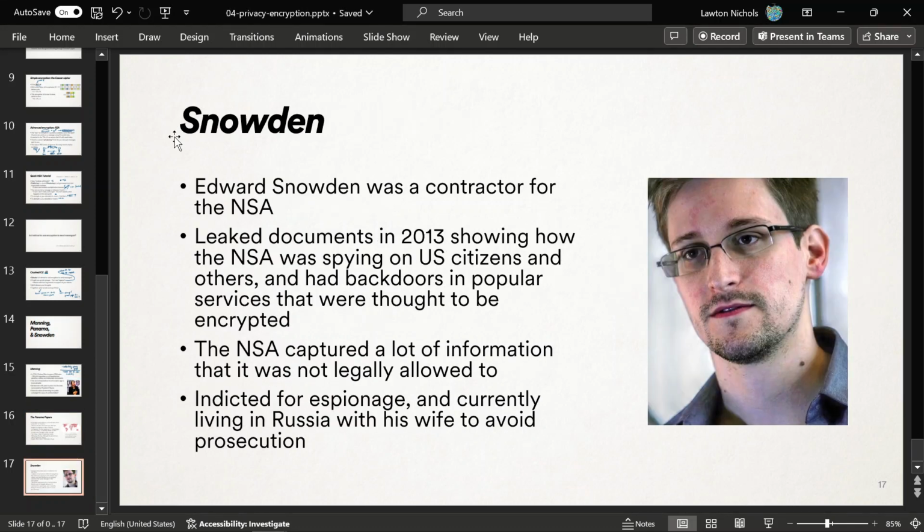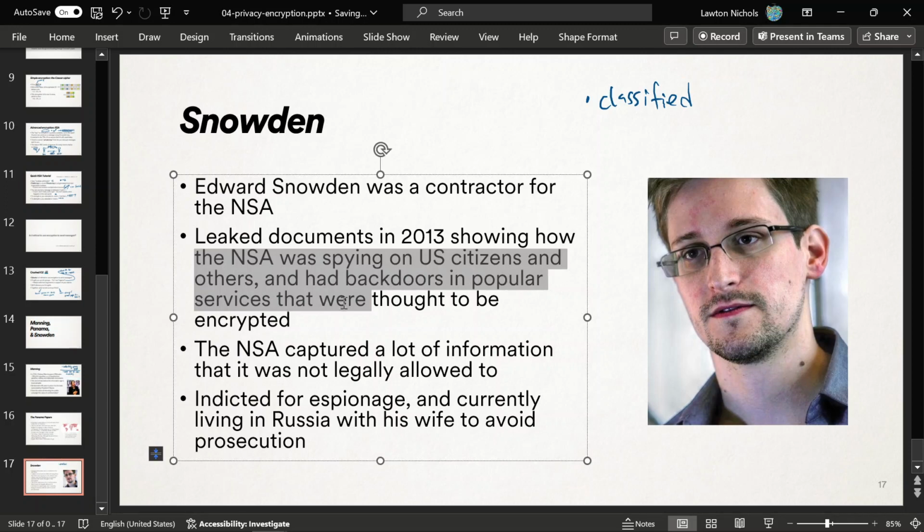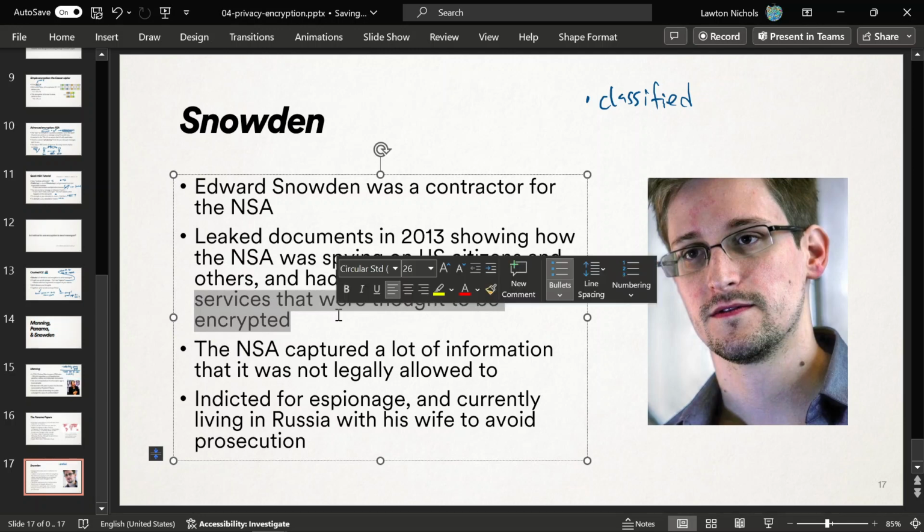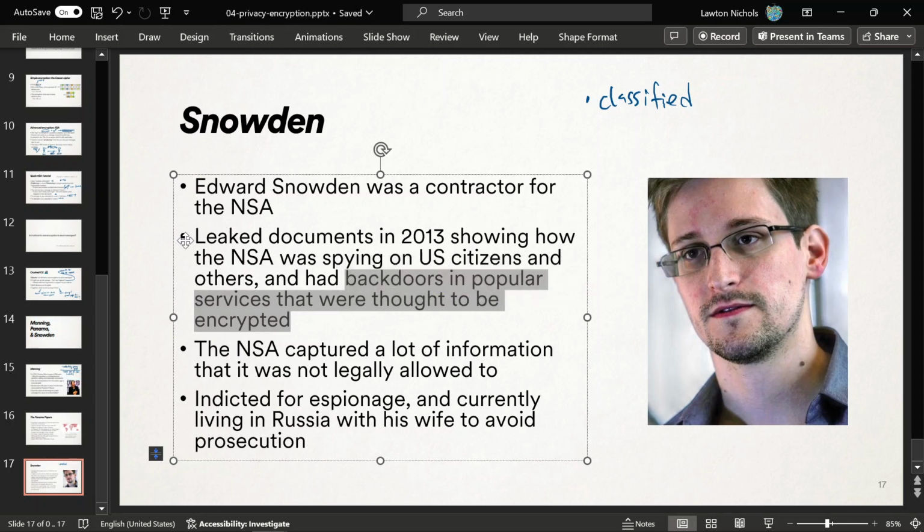And then the last thing I want to talk about is Edward Snowden. Okay, so hopefully we've heard of him before, but he leaked a lot of classified information back when he was a contractor for the NSA. He leaked a bunch of documents that were classified, so against the law for him to leak them, back in 2013, showing that the NSA was breaking the law. It was spying on U.S. citizens when it should not have had that power. It put backdoors into popular services that everybody was using, like Facebook, for example, that were thought to be encrypted but weren't actually fully encrypted.